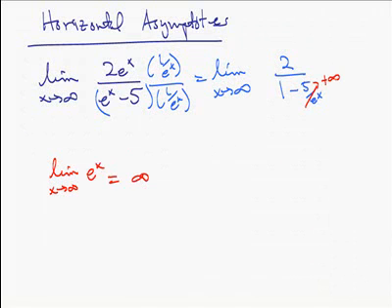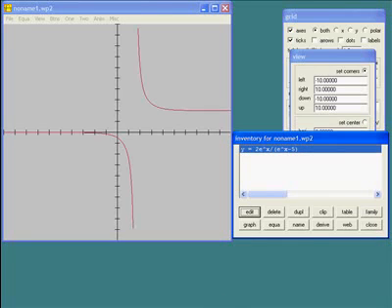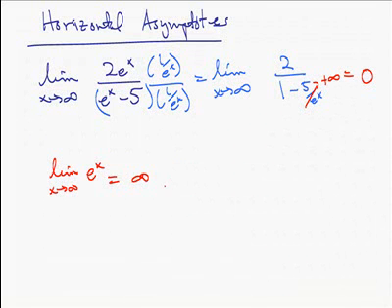So 1 minus a very big number is going to be a very big negative number, and this thing is going to head then towards 0. Because the denominator is getting huge, the top is staying at 2, so that thing's going to head towards 0 as x heads off to positive infinity. And that jives with our picture. No, it does not, because I did that completely wrong.